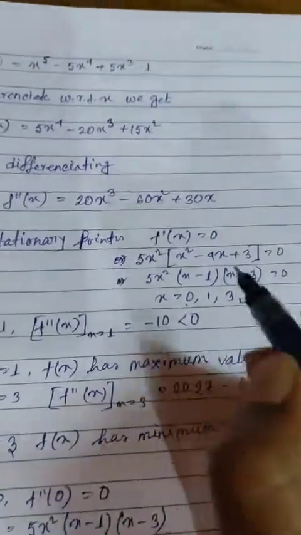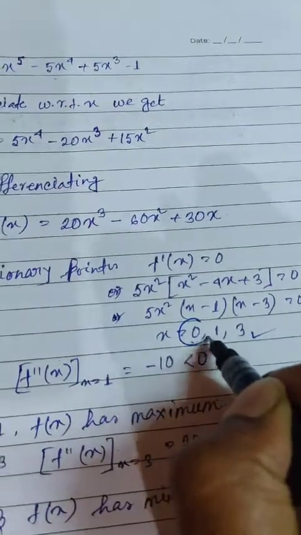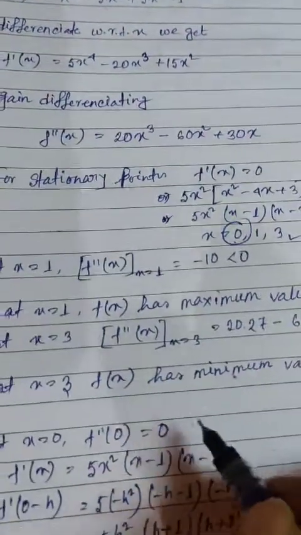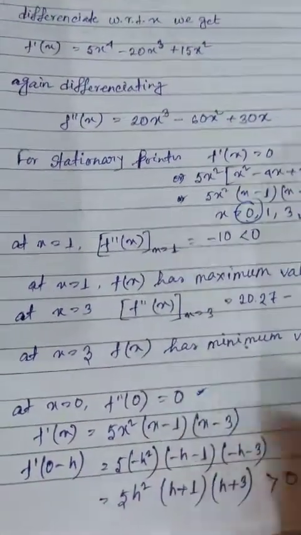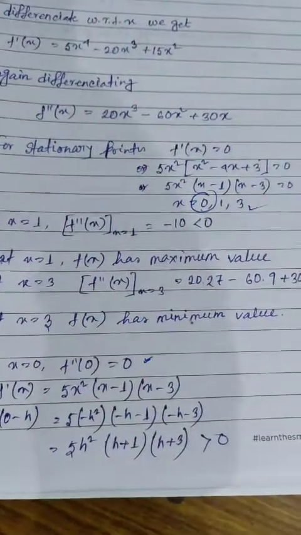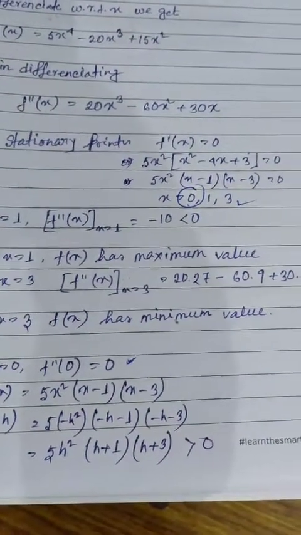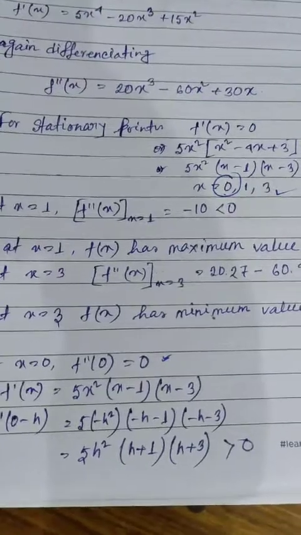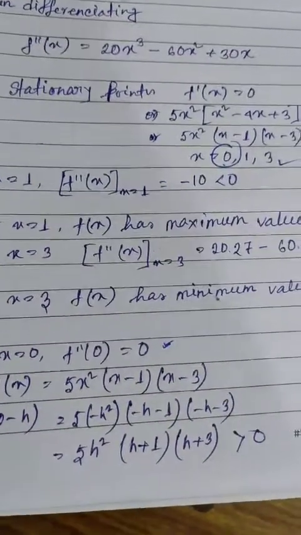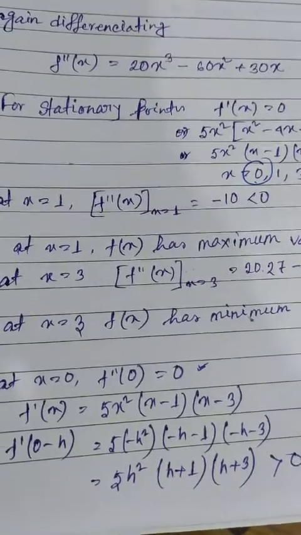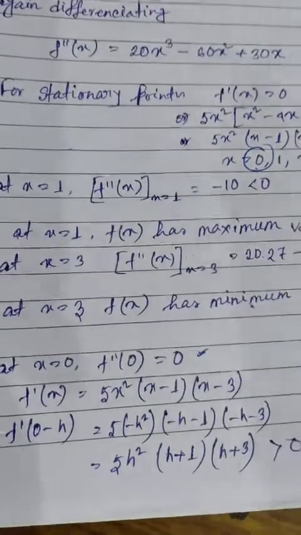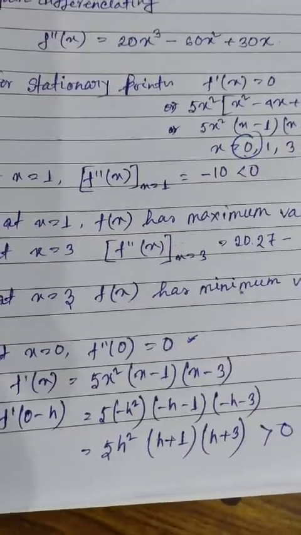But now see here that if we put x equal to 0 in this equation, we get f''(0) equal to 0. So now the question is, how can we say whether the function has a minimum or maximum at x equal to 0? Here there is no way to find the minima and maxima when the second order derivative at certain stationary points is equal to 0. So now let us try to find that out.